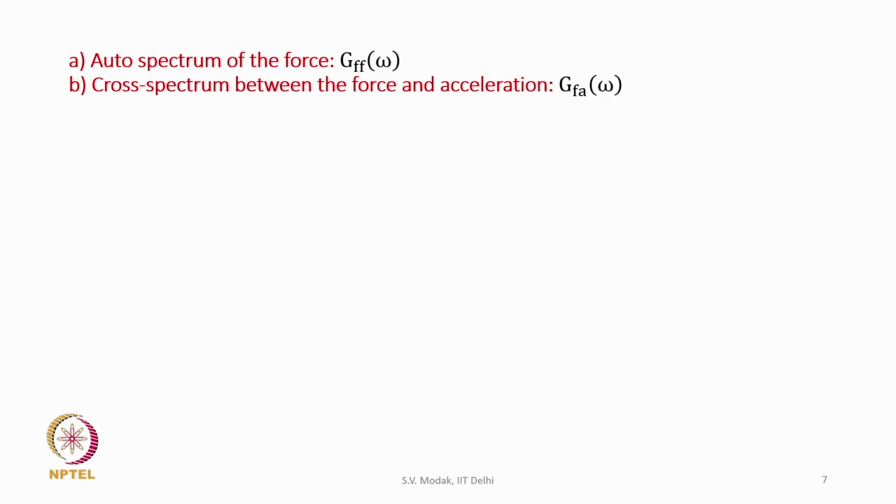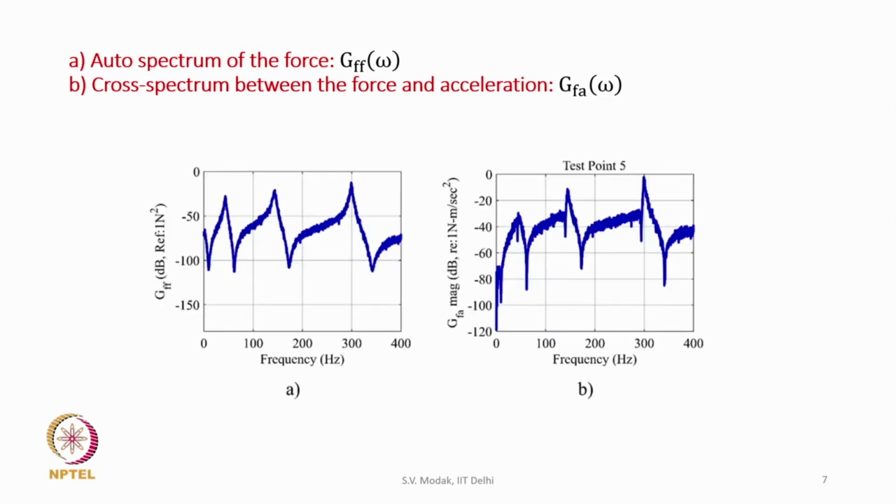So now let us look at the auto spectrum of the force, which is GFF, and also the cross spectrum between the force and acceleration, which is GFA. The left figure shows the auto spectrum of the force, and the frequency range of measurement is 0 to 400 hertz, and the right side shows the cross spectrum between the force and the acceleration. In the auto spectrum of the force, we see the force is not constant throughout; it drops to low values at certain frequencies. That is because of the force dropout phenomenon we studied earlier.